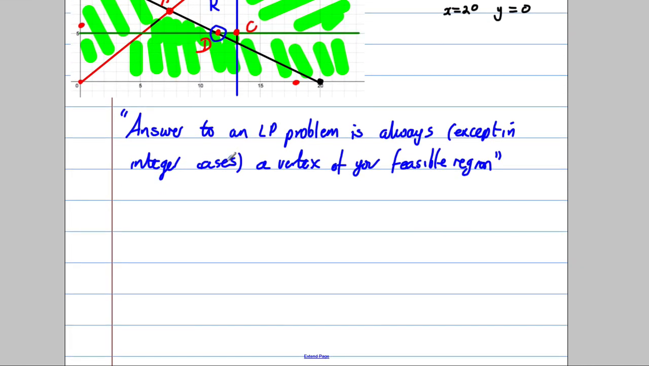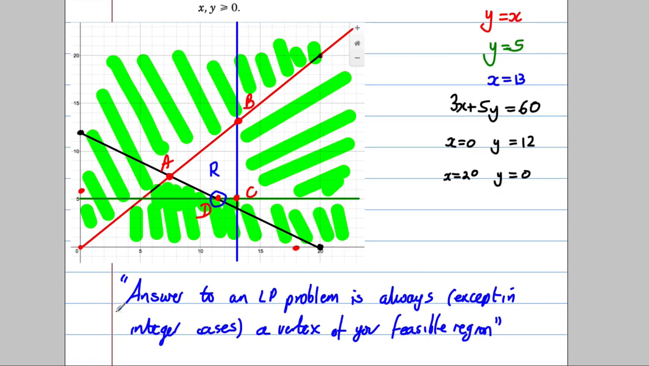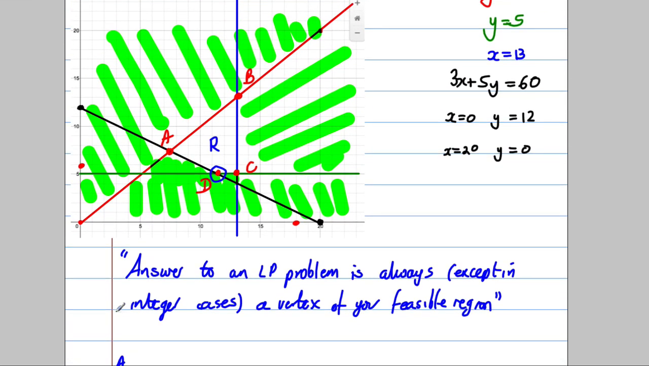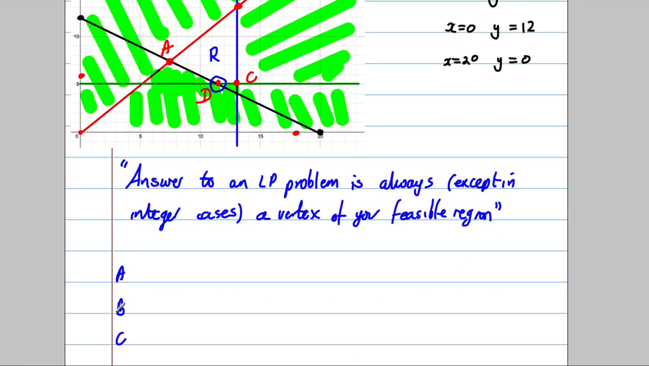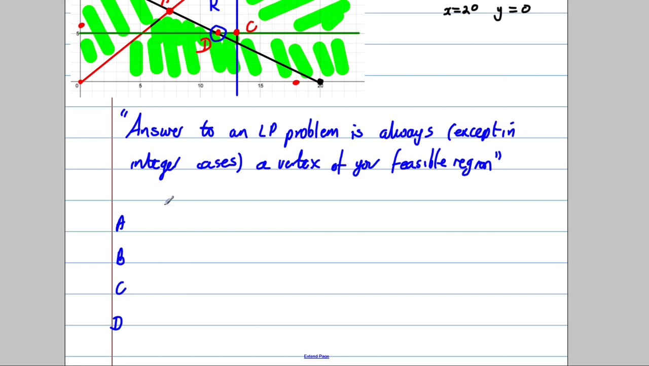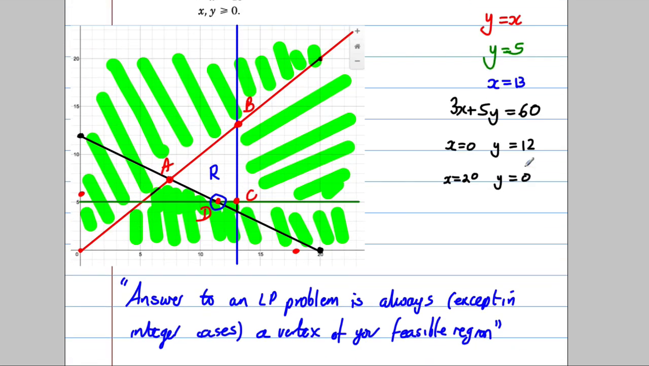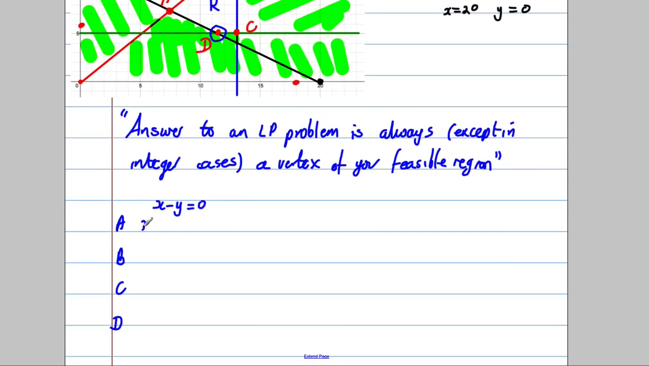Okay, so what we're going to do is we're going to say points A, B, C, and D. We're going to find those points by talking about the intersection of each line. So for point A, it's the intersection of red and black, so y equals x. So it's the intersection of y equals x, which I'm going to write as x take away y equals 0, and 3x plus 5y is 60, so 3x plus 5y equals 60. So it's the intersection of those two.